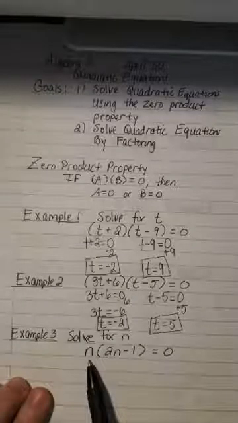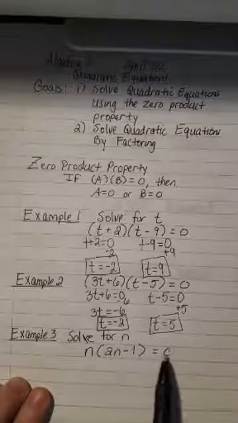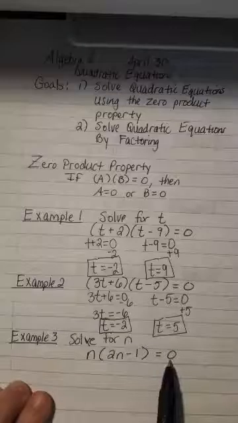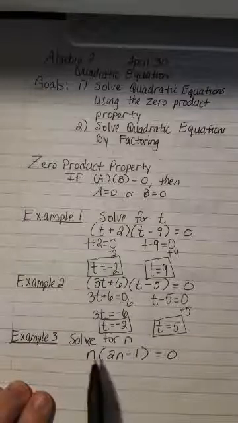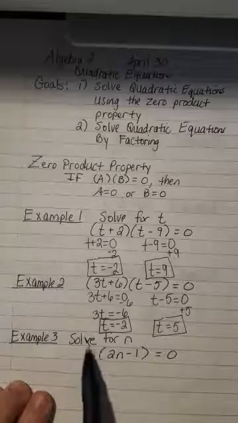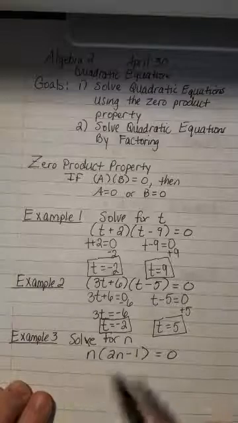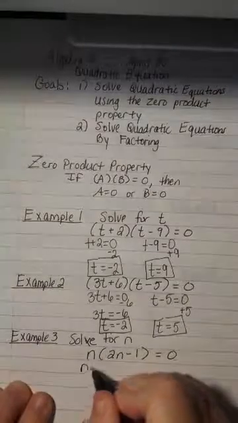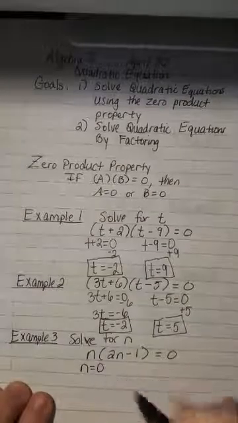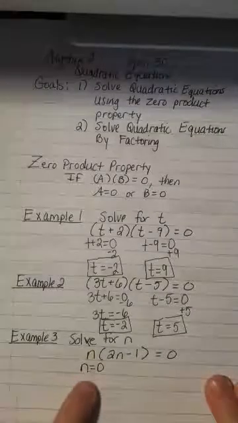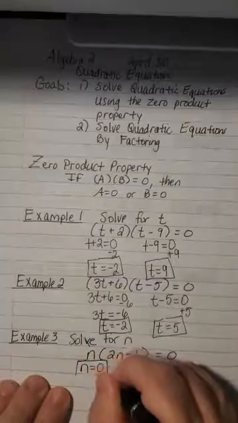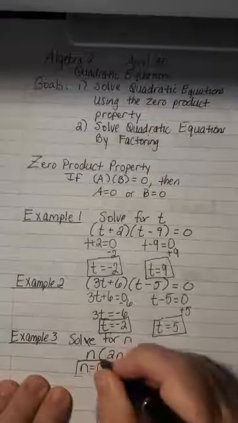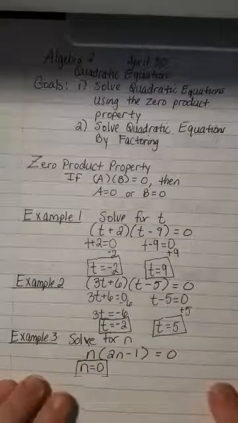So when n times this whole parentheses equals 0, then that means one of the factors has to equal 0. This n, like I said, is a factor. So if you have n or any number on the outside, you set it equal to 0. So you get n equals 0, and there's no solving to that. That's already one of your answers. In other words, if you have a variable on the outside of your parentheses, 0 is always going to be one of the answers.